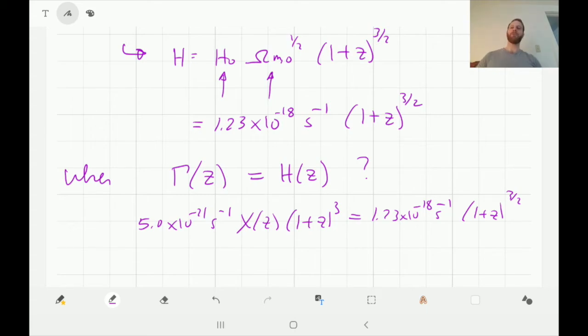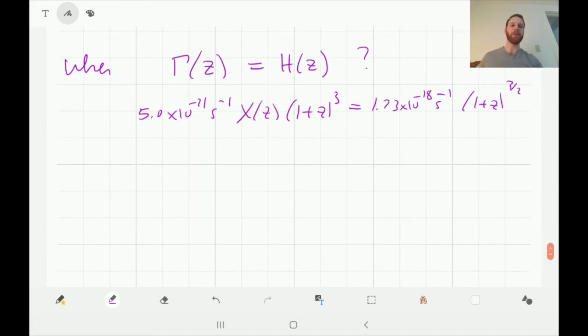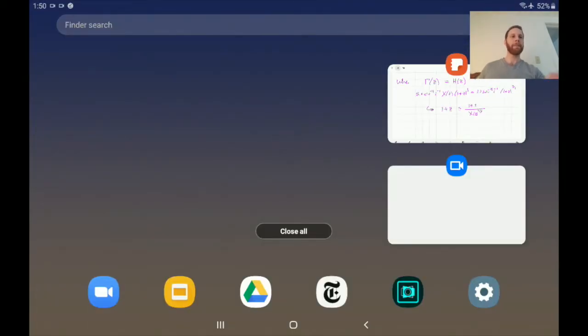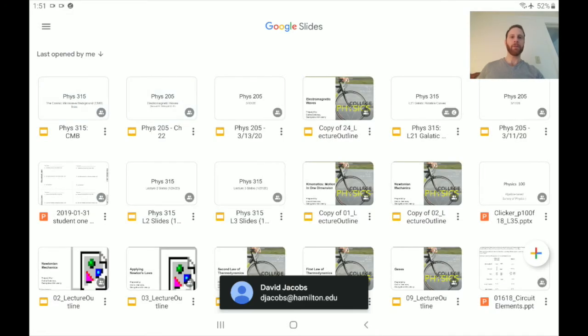You can then attempt to solve this for 1 plus z. Ryden does this. I'm not going to fill in the gaps, but you'll have to take a 2/3 root. And what you'd find is that, for this equality to hold, 1 plus z is approximately equal to 39.3 divided by the fractional ionization raised to the power of 2/3. Now, x of z really has to be done numerically to get this at every redshift.